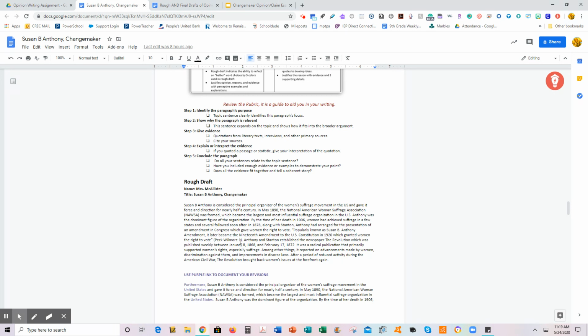Here's an in-text citation. Anthony and Stanton established the newspaper The Revolution, which was published weekly between January 8, 1868 and February 17, 1872. It was a radical publication that primarily supported women's rights, especially suffrage. Among other things, it reported on advancements made by women, discrimination against them, and improvements in divorce laws. After a period of reduced activity during the American Civil War, the Revolution brought back women's issues at the forefront again.